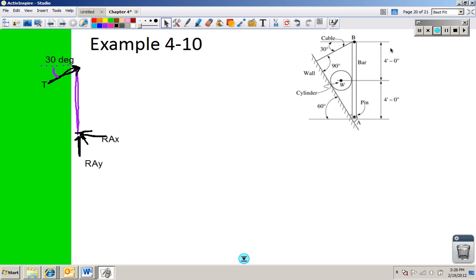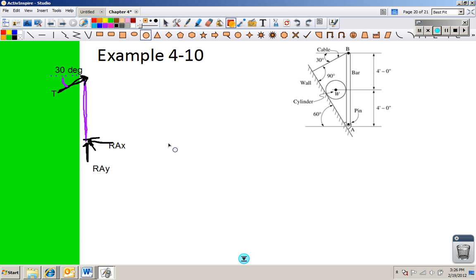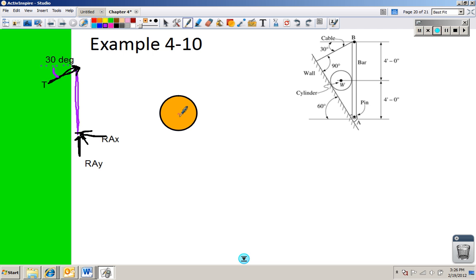Then let's do the free body diagram of the cylinder. Okay, the cylinder has some weight acting down. Okay, then there is a reaction force due to the bar, and we'll just call that one the normal force. This is the weight. All right, and then we have a force where the cylinder touches the wall. Okay, and we'll call that one, you can't call it W, we'll just call it F.